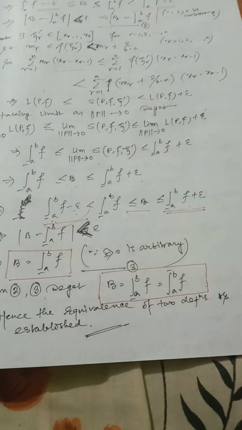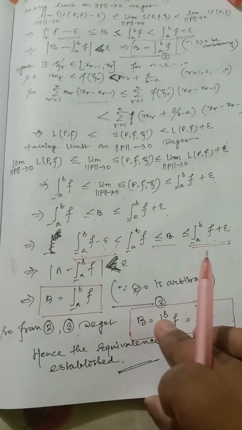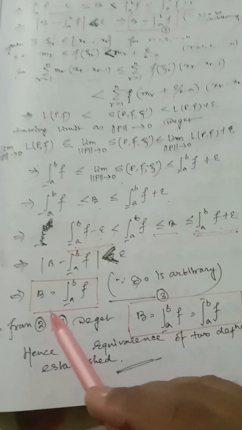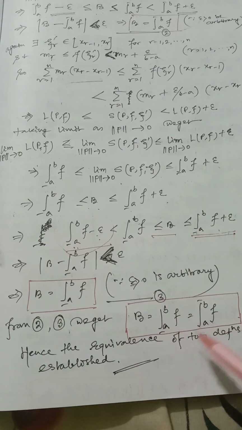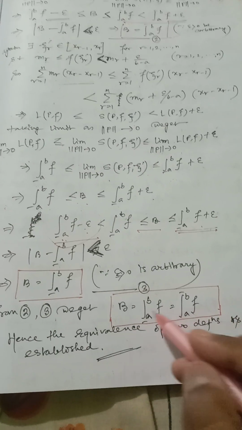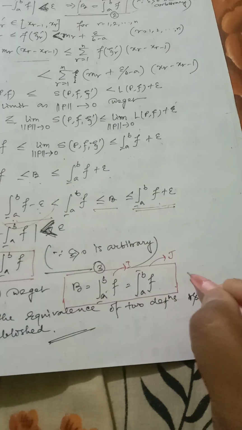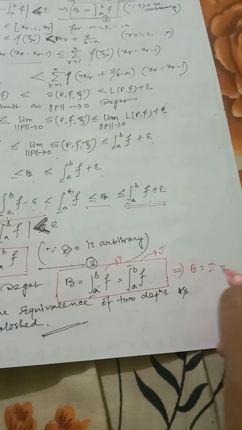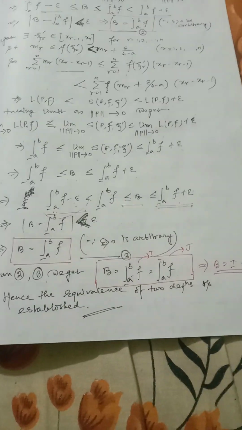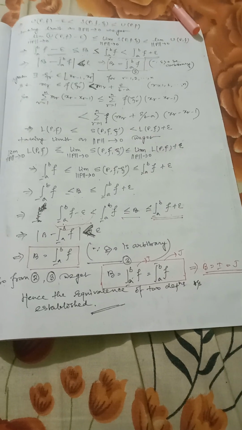So that means you have two possibilities from the previous equation as well as from this equation. From 2 and 3 we will get b is equal to the lower bar integral from a to b of f, and that is equal to the upper bar integral from a to b of f, and hence you can say if these two things are same, this is I, this is J. That means you have obtained b equals I equals J. So the function must be Riemann integrable. That means this establishes the equivalence of the two possible definitions of Riemann integrability. This is the required proof.